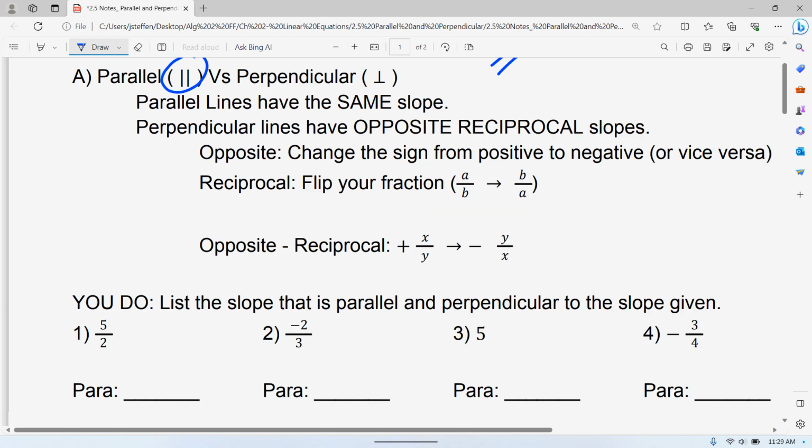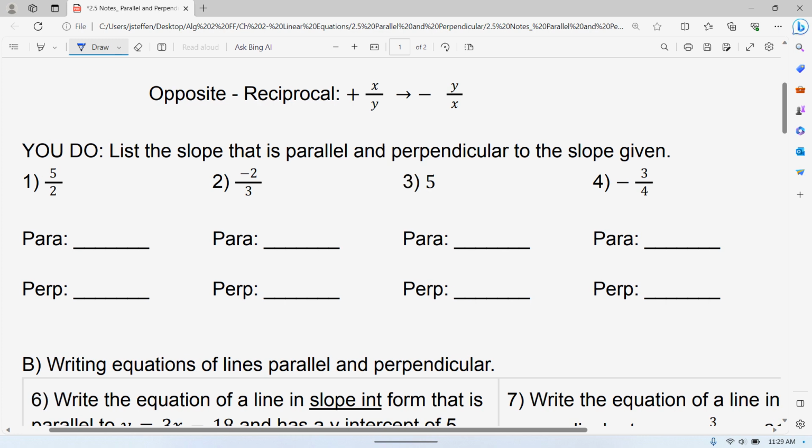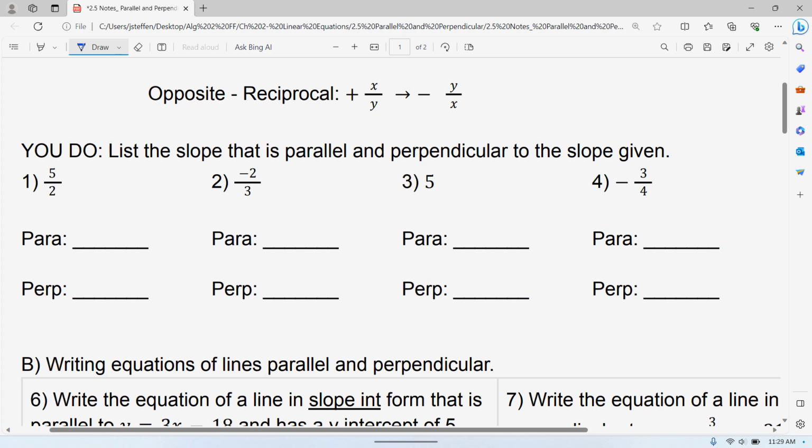I'm going to have you guys do these on your own real quick. I'm not going to take a ton of time to do this, but go ahead and list out the parallel and perpendicular to those slopes. I listed 5 slopes there. I want you to put the parallel slope, whatever slope would be parallel to that one, and whatever slope would be perpendicular to that one. I'll give you about a minute because then the bell's going to ring.